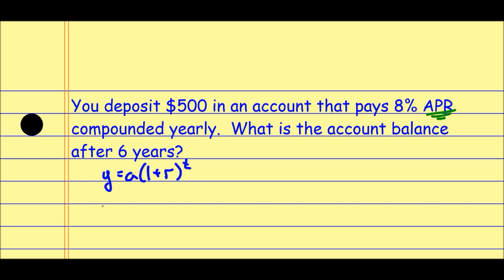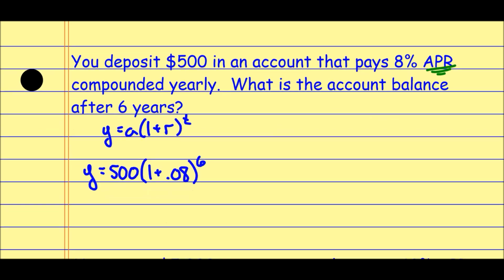And again, I'm going to just plug in what I know here. I know the initial amount is 500. The rate is 8%, so that's 0.08. And again, I have to make sure the units match here. And when we look at this, APR is a yearly percentage. It's compounded yearly, and the time is 6 years. And so essentially all these units already match, so I just plug in the 0.08, and I plug in the 6, and I'm ready to go.